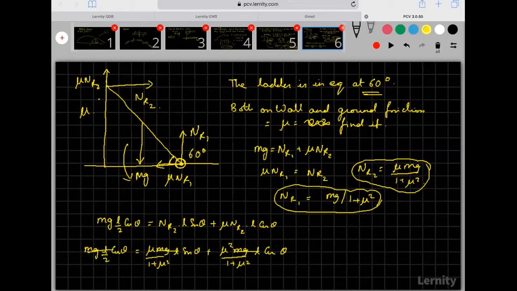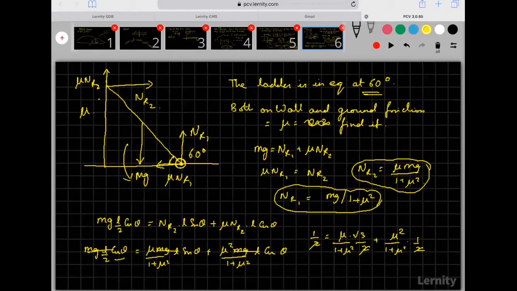Then again I have theta is equal to 60 degrees. So if theta is equal to 60 degrees, sine theta is root 3 by 2, and cos theta is 1 by 2. So you substitute and you will get 1 by 2 is equal to mu into root 3 by 2 into 1 plus mu squared, plus mu squared by 1 plus mu squared into 1 by 2. So all the 2's go away, and when you cross multiply you get an equation.